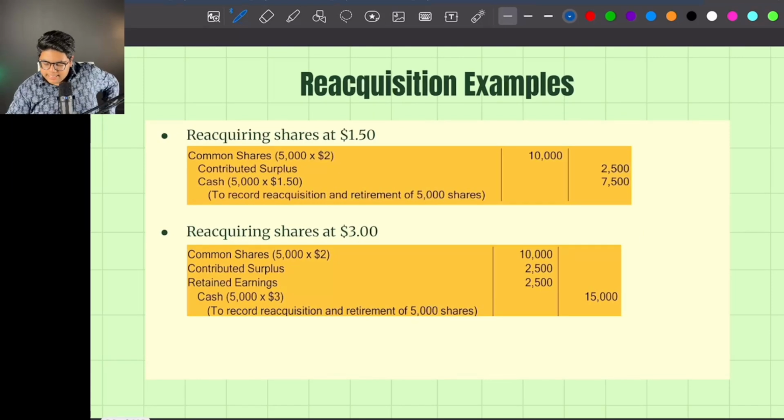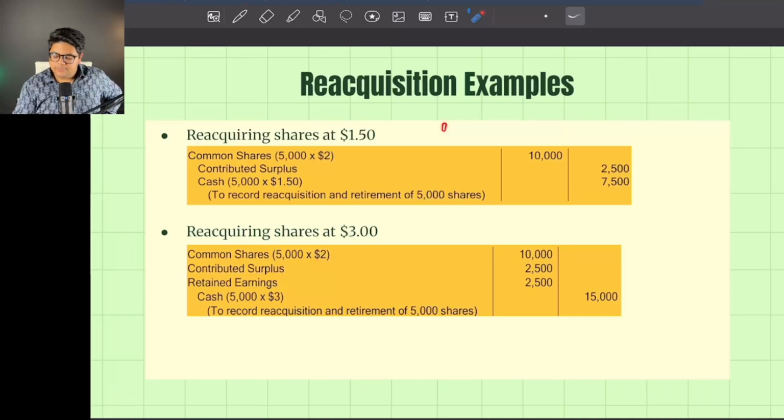So in both of these cases, the company issued the shares at $2 per share, right? And let's say the company wants to buy back 5,000 shares. So in the first one, they're reacquiring the shares at $1.50. So what we need to do is first decrease the amount of common shares that are available in circulation. This is because the company is buying them. To do that, we debit by $10,000.